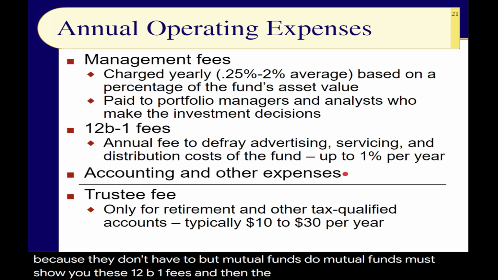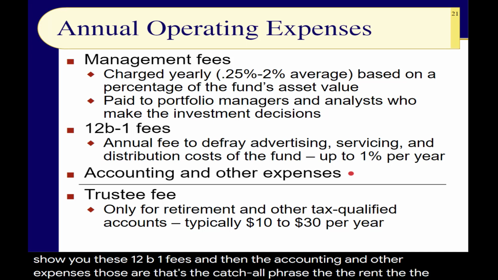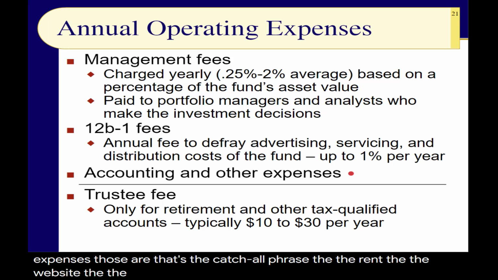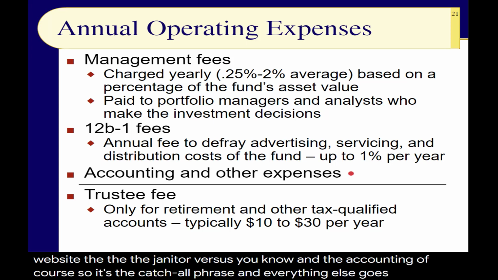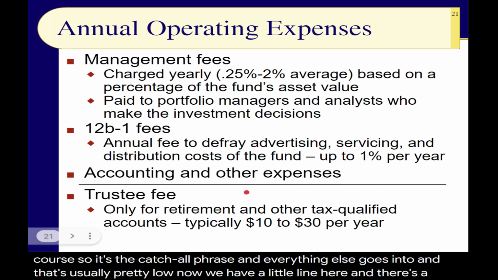And then the accounting and other expenses, that's the catch-all phrase. The rent, the website, the janitor services, and the accounting, of course. So it's the catch-all phrase that everything else goes into, and that's usually pretty low. Now we have a little line here, and there's a reason why.